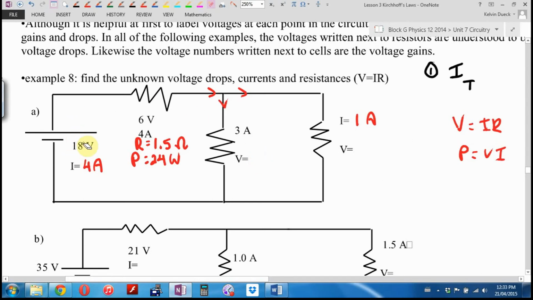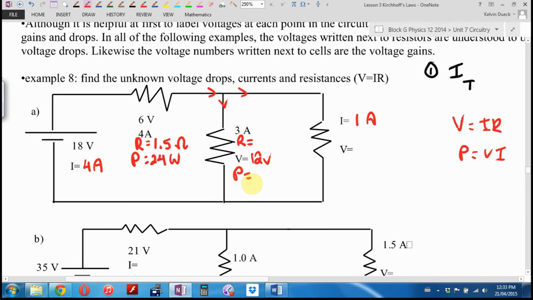How many volts? What do we lose here? Leaving how much? 12. So how many volts must we lose? 12. I know 2. You know what that means? I know 4. What's the resistor? How many watts? Calculate that, please, on your own.